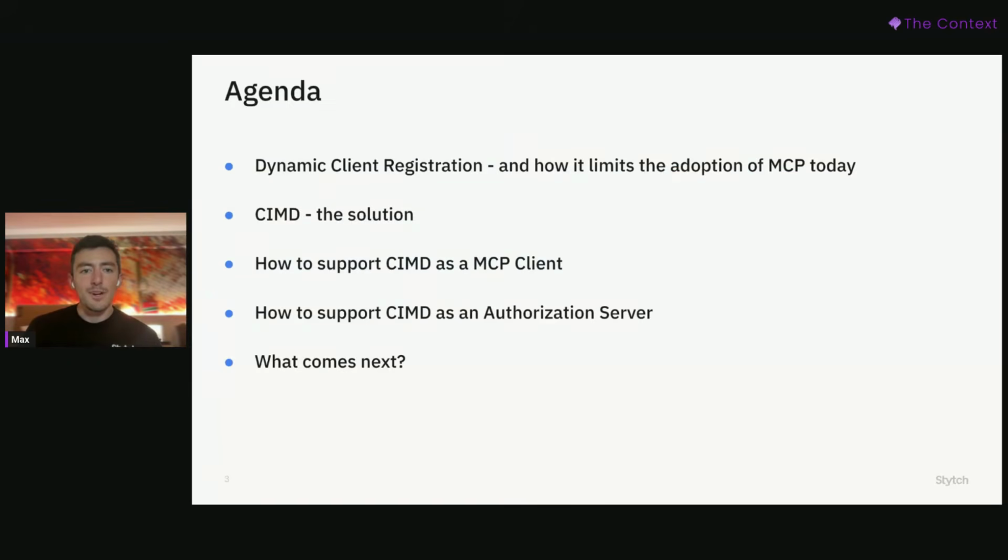So today we're going to talk about dynamic client registration and kind of the history of it, how it ended up in MCP, and how it limits the adoption of MCP today. We're going to talk about client ID metadata documents, a new standard that is hoping to unseat dynamic client registration and improve the ecosystem. We'll talk about how to support CIMD as an MCP client, as well as an authorization server. And then I'll give my hot takes about what's going to come next in the MCP ecosystem.